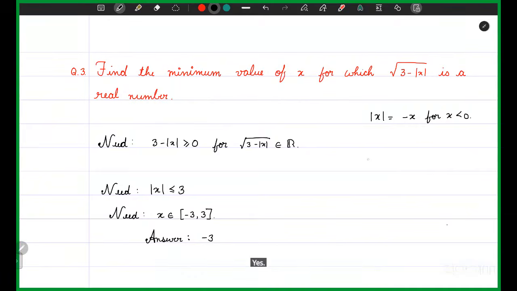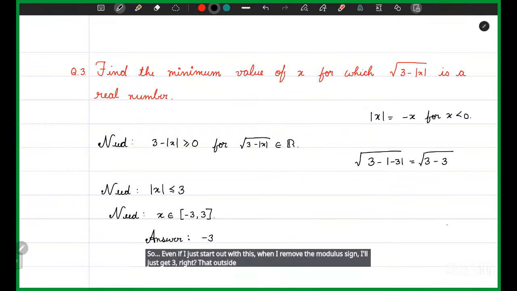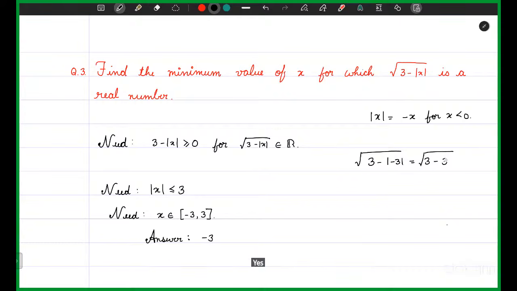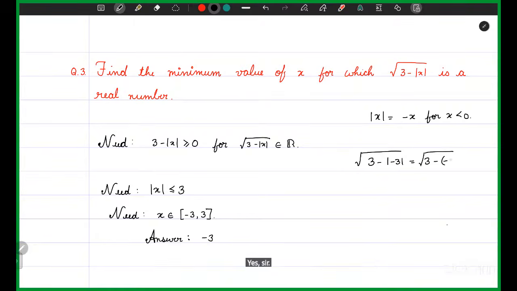Yes, you have to do that. But by default, the value of -3 mod is 3. That's the default value. Even if I just start out with this, when I remove the modulus sign, I'll just get 3, right? That outside minus sign is unaffected. Or if you are saying that when you're removing the modulus for a negative number, you have to introduce another negative sign, if that is the convention you're following, then it will become this, right? Okay, yes, sir. It is part of the expression, the extra minus. Yes, sir, I get it now.